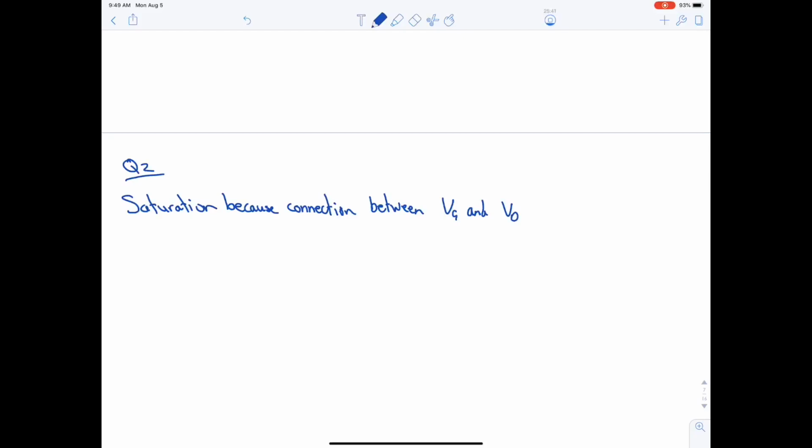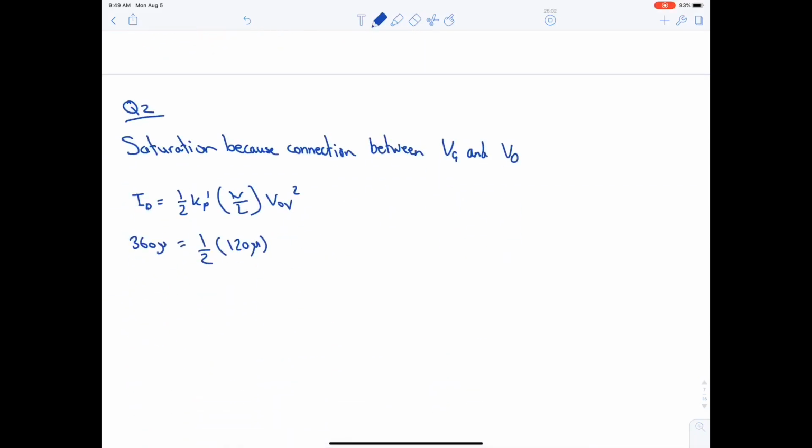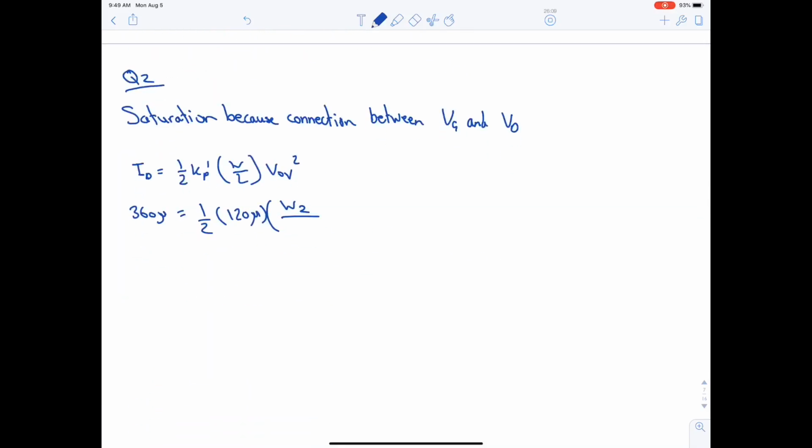Okay, so we need to find W2. It's half Kp prime W over L VOV squared. ID is 360 micro. Half Kp prime is 240, I guess. No, it's 120. Multiplied by VOV squared. Now VOV we have to compute it.